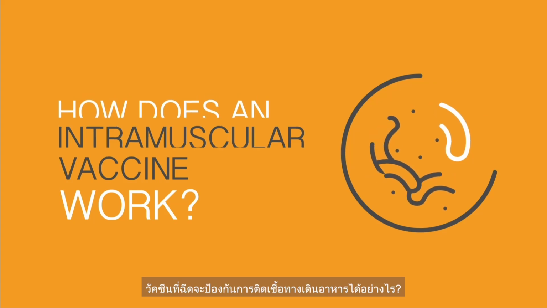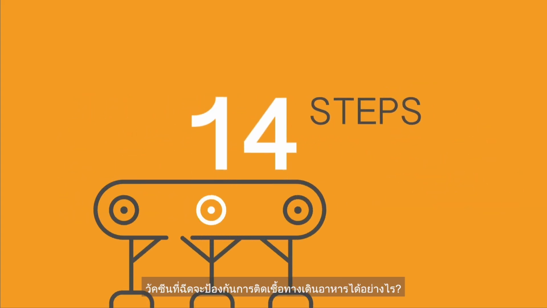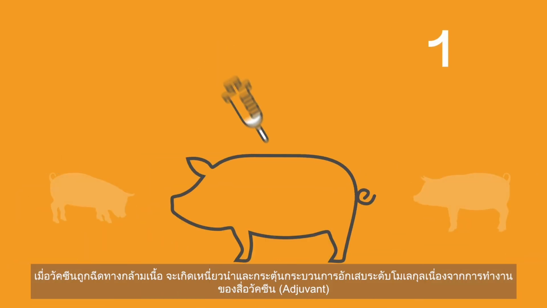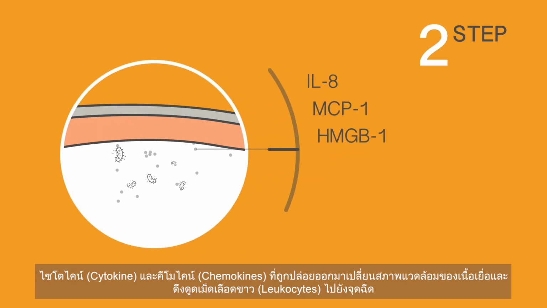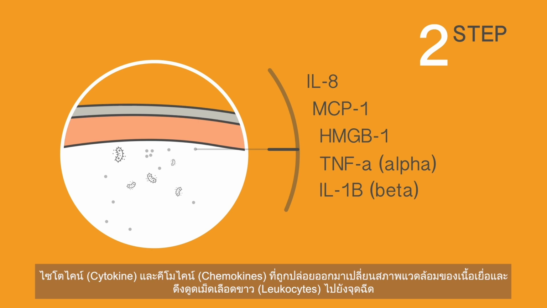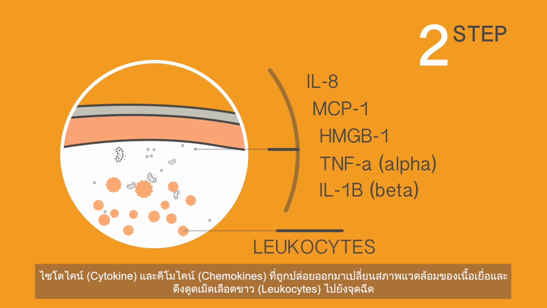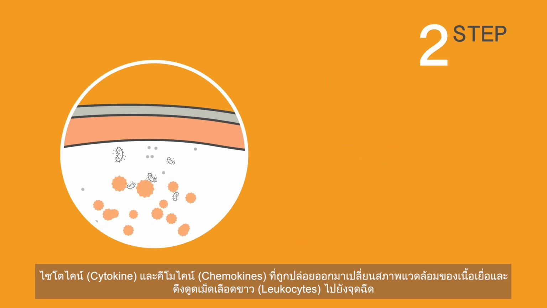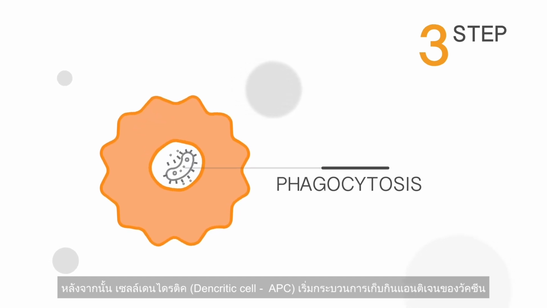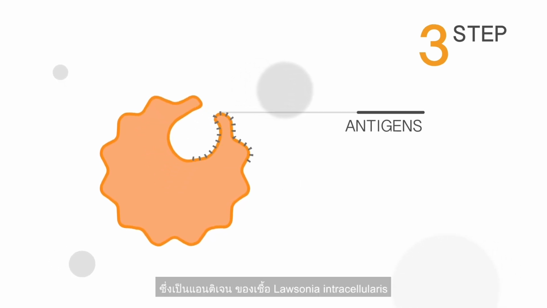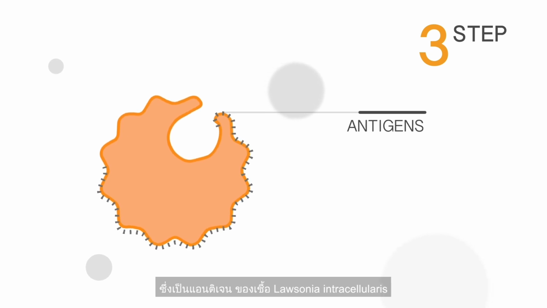How can an injectable vaccine protect against a digestive infection? When the vaccine is administered by the intramuscular route, a molecular inflammatory process is developed due to the pro-inflammatory characteristics of the adjuvant. The released cytokines and chemokines change the tissue milieu and drive the chemoattraction of the leukocytes to the injection site. After that, dendritic cells start the phagocytosis and processing of the vaccine antigen, inactivated Lawsonia intracellularis.